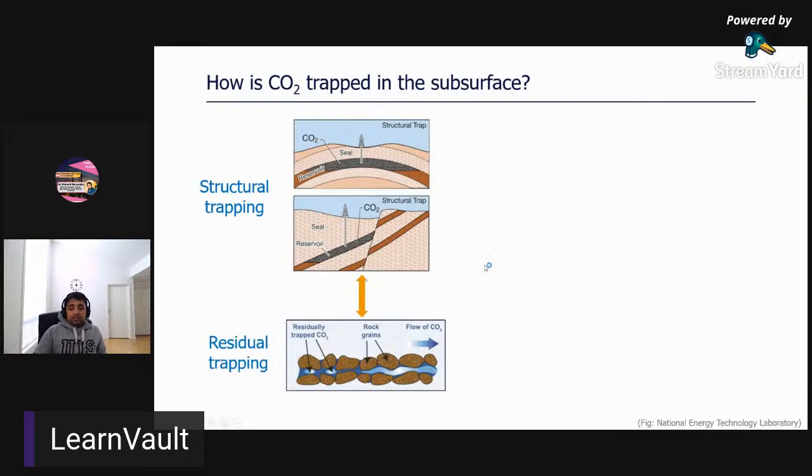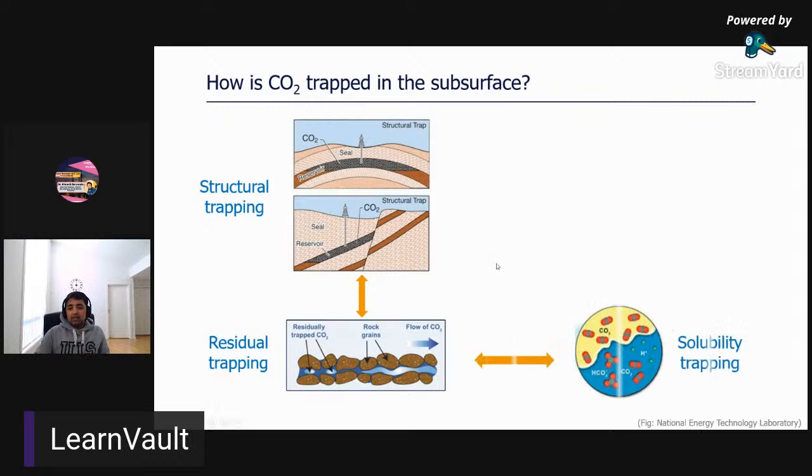The other kind of trapping is residual trapping, where, because of the flow of CO2, some of the molecules are left behind in the pore space, and that's called residual trapping. Something else that can happen is solubility trapping, where your injected CO2 dissolves in brine and creates a different kind of phase, and that dissolution also increases your storage capacity. So that is called solubility trapping.